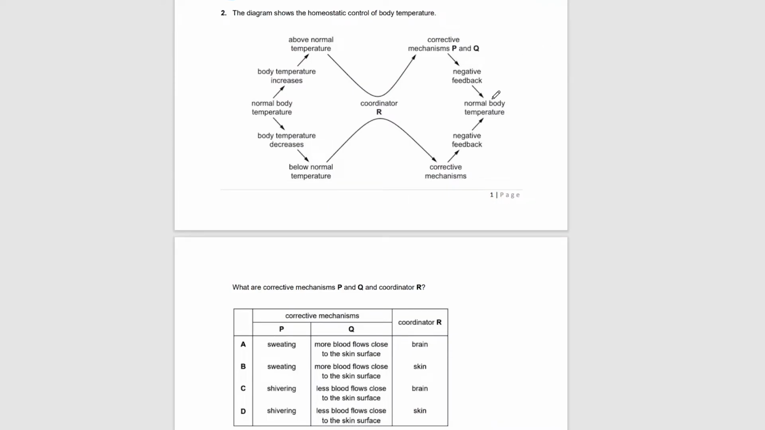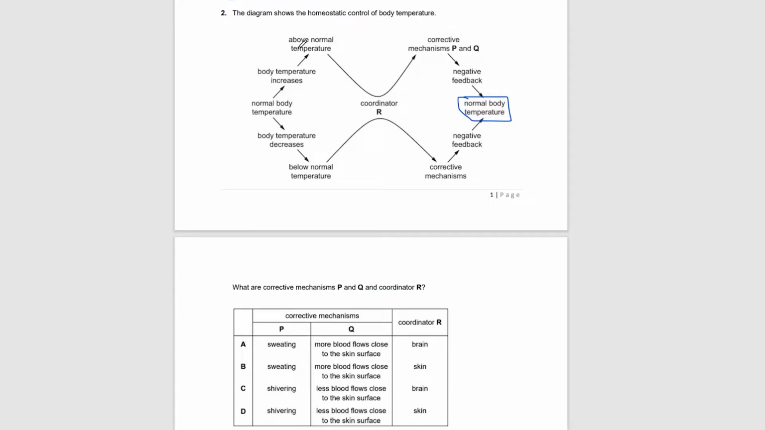Question 2. The diagram shows the homeostatic control of body temperature. What are the corrective mechanisms P and Q and coordinator R? So the temperature of the body rises above the normal temperature, then there is a coordinator R that signals a corrective mechanism P and Q, and there is a negative feedback that returns the body's temperature back to normal. The question asks what are the mechanisms P and Q?